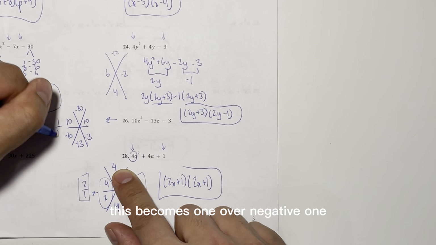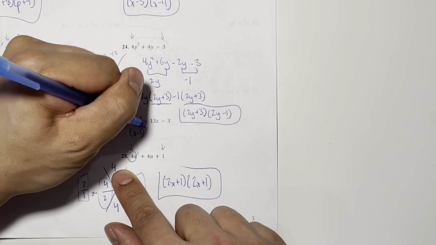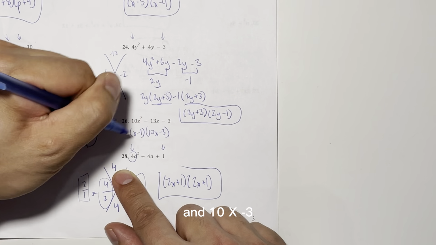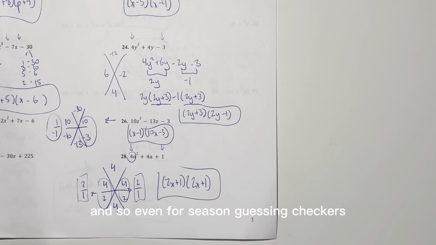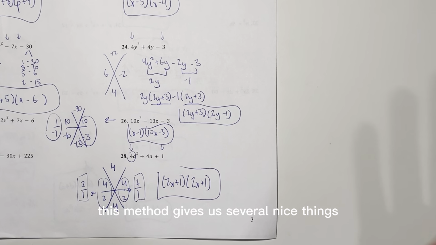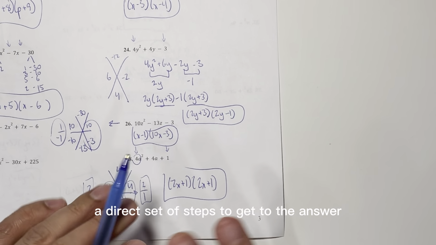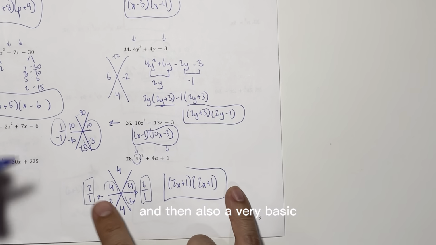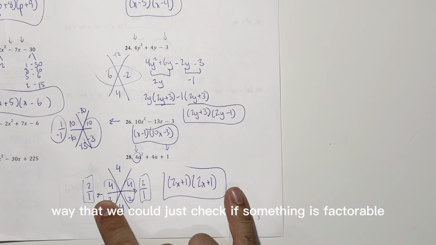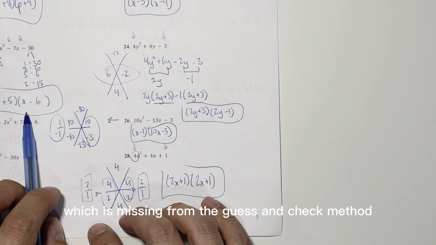this becomes 1 over -1. My factors are x minus 1 and 10x minus 3. And so even for seasoned guess and checkers, I do like this method. This method gives us several nice things: one, a direct set of steps to get to the answer, no guessing required, and also a very basic way that we could just check if something is factorable, which is missing from the guess and check method.